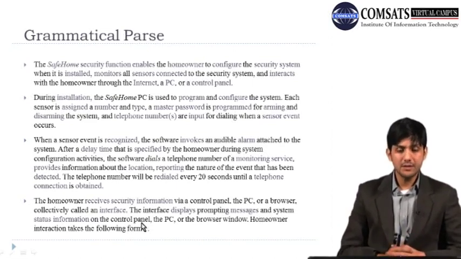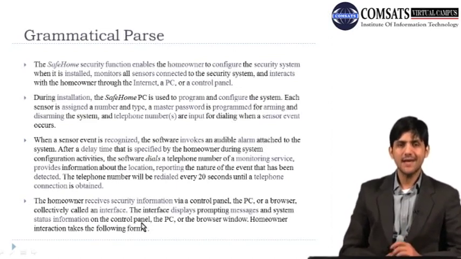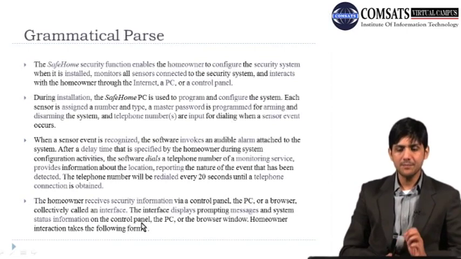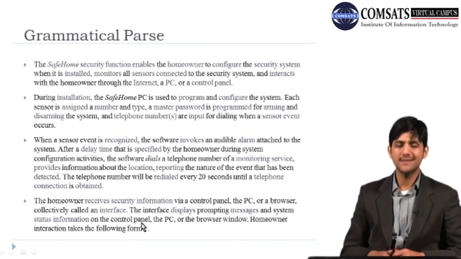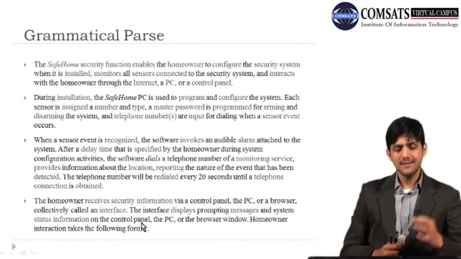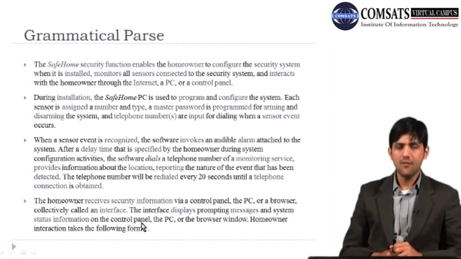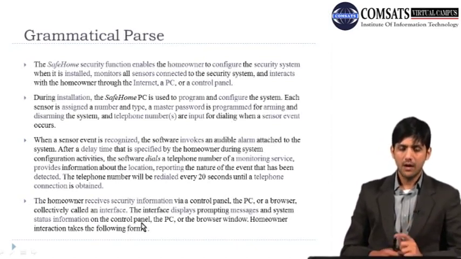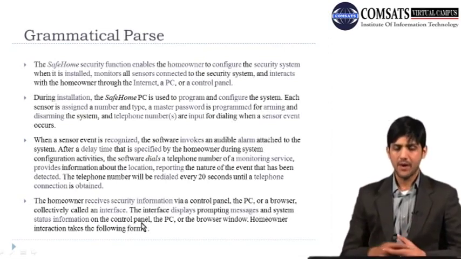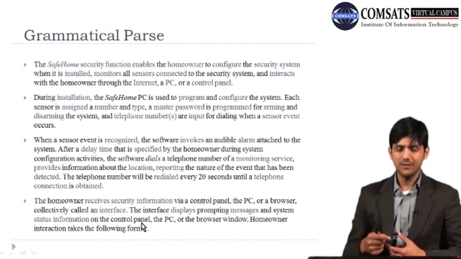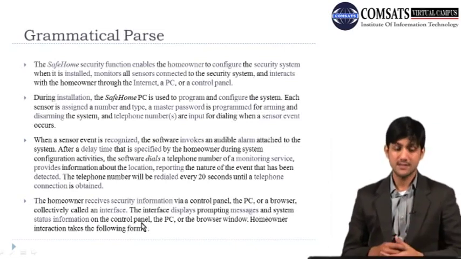Then the next scenario is during installation, the safe home PC is used to program and configure the system. Each sensor is assigned a number and a type, a master password is programmed for arming and disarming the system, and telephone numbers are input for dialing when a sensor event occurs. When a sensor event is recognized, the software invokes an audible alarm attached to the system. After a delay that is specified by the homeowner during system configuration activities, the software dials a telephone number of a monitoring service, provides information about the location, reporting the nature of the event that has been detected. The telephone number will be redialed every 20 seconds until a telephone connection is obtained.